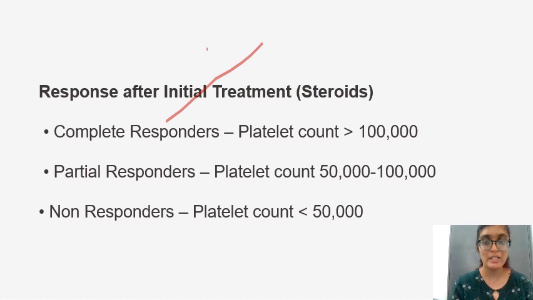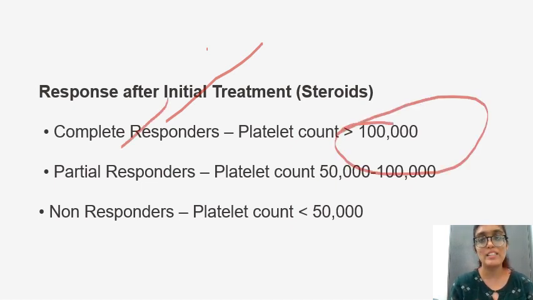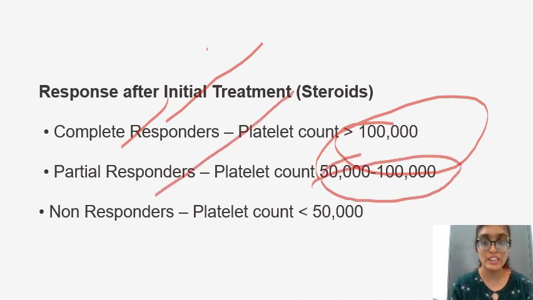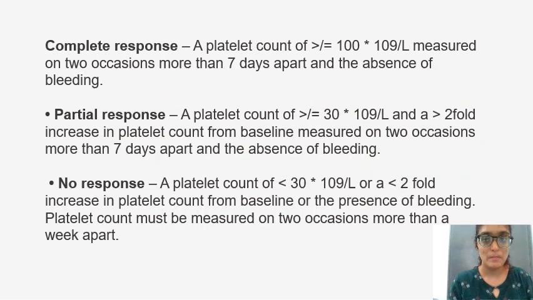Response after initial therapy with steroids: complete responders are when platelet count is more than 1 lakh, partial responders when platelet count is around 50,000 to 1 lakh, and non-responders when platelet count is less than 50,000. So these are some new terminologies: one is complete response, partial response, and no response.